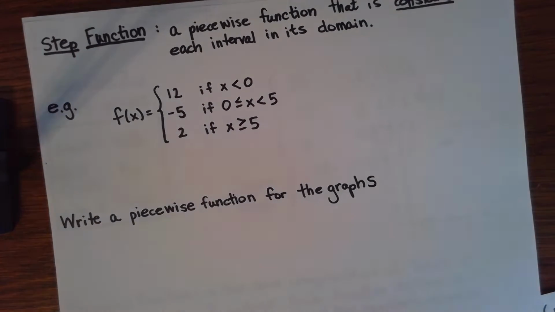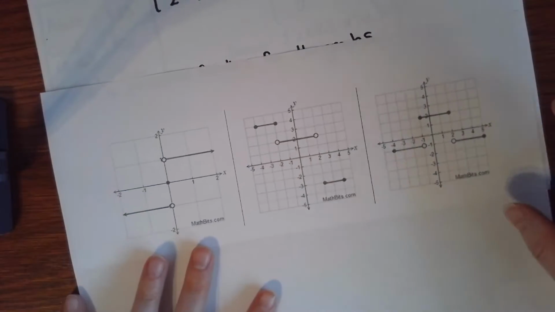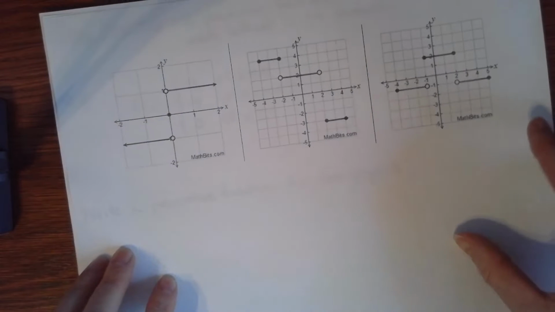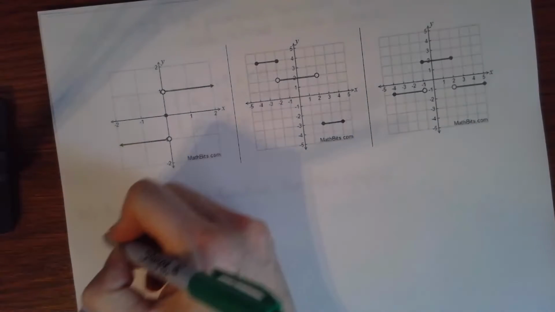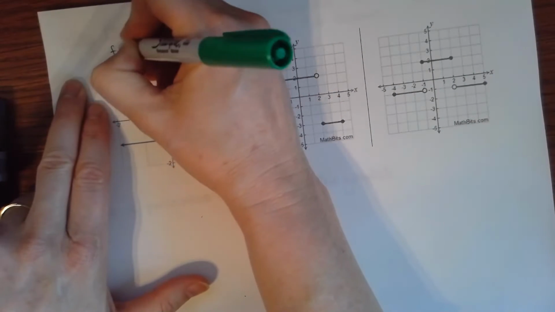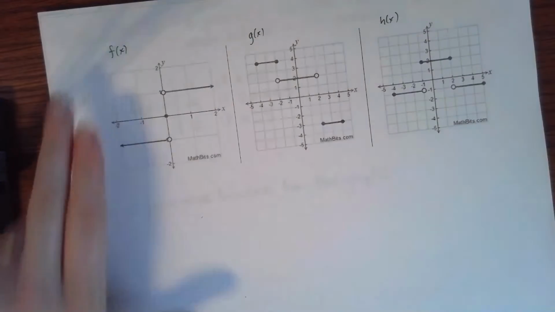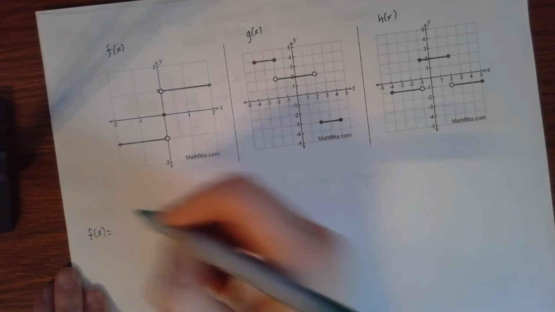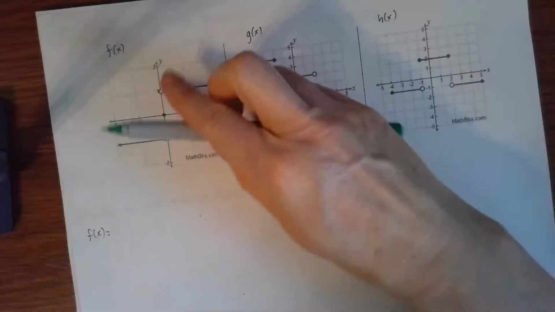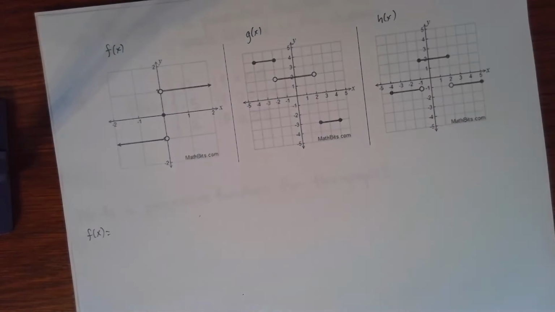Okay, so let's say that I have these various step functions here, and I want to write a piecewise function that describes these graphs. So let's look at some examples here. So let's call this one f of x, let's call this one g of x, let's call this one h of x. Okay, so here f of x, it looks like it's got 1, 2, 3 different rules.